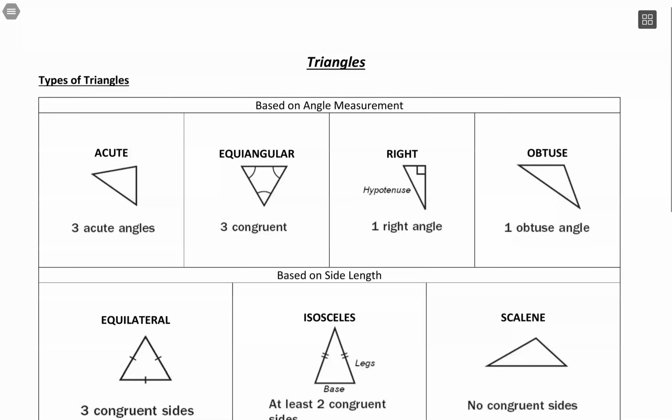We want to be able to classify our triangles either by side length or angle measurements, because under certain names different properties come through. So we want to be able to recognize the type of triangle we have so we know what properties we can apply. So first, let's look at terminology based on angle measurement.